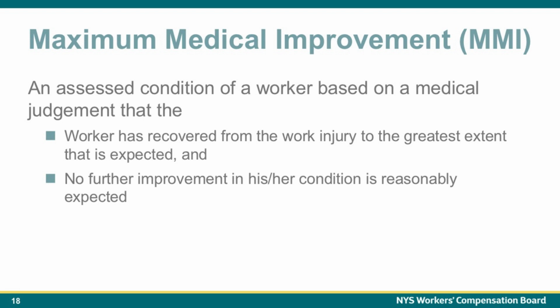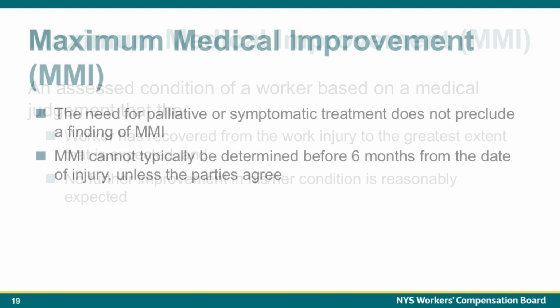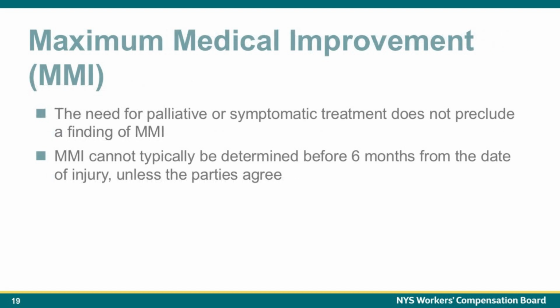Maximum medical improvement means that the worker has recovered to the greatest extent expected, and that no further improvement in his or her condition is reasonably expected. A few additional facts regarding maximum medical improvement. The need for palliative or symptomatic treatment does not preclude a finding of maximum medical improvement. Additionally, maximum medical improvement cannot typically be determined before 6 months from the date of injury, unless the parties agree.